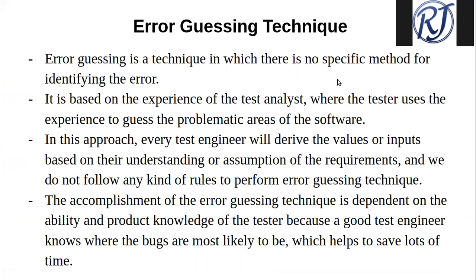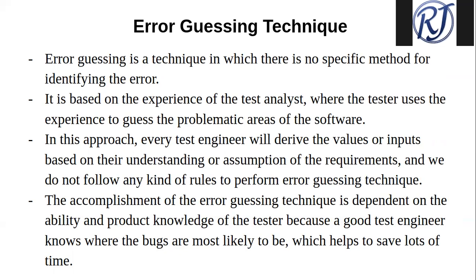Error guessing is a technique in which there is no specific method to identify the error. It is entirely based on the experience of the tester, where the tester uses experience to guess the problematic area of the software. In this approach, every test engineer will derive the input values based on their understanding or assumption of the requirement. We do not follow any kind of rule to perform the error guessing technique. Basically the tester uses his past experience or knowledge to test the application.